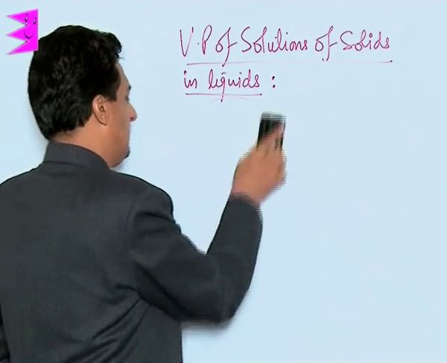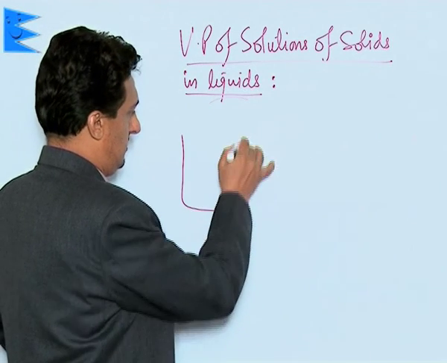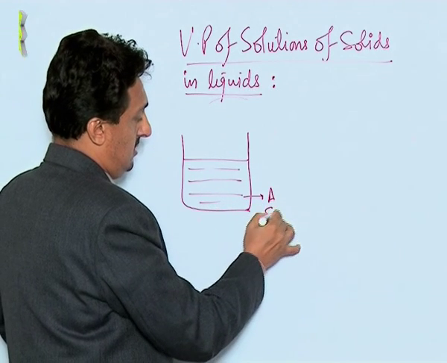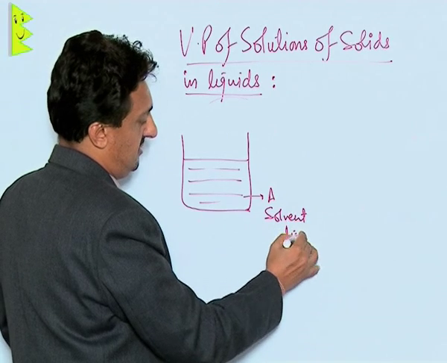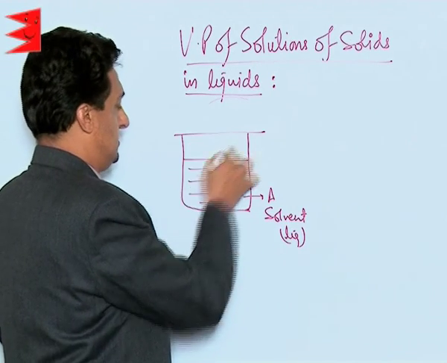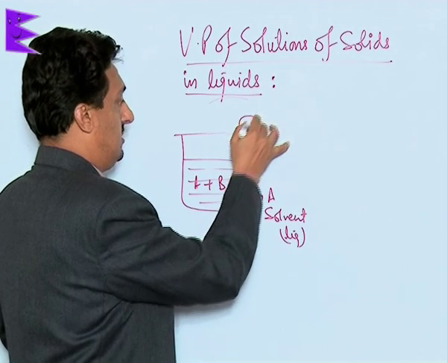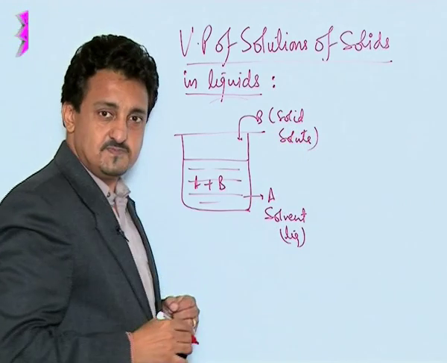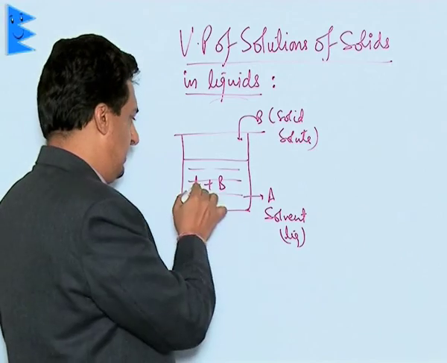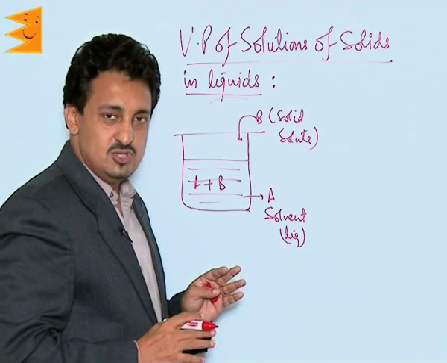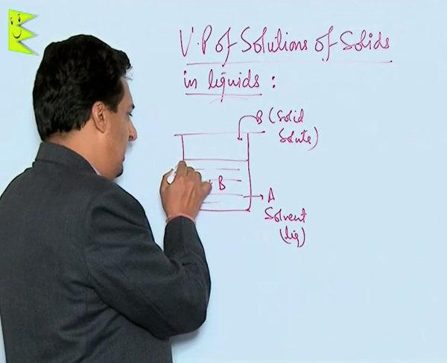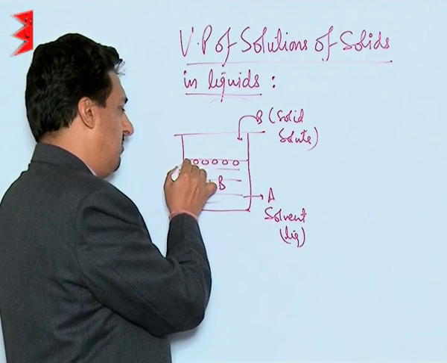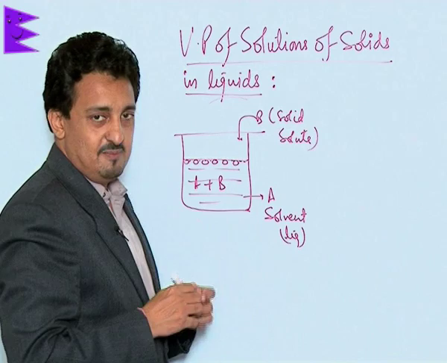Now in such cases, suppose this is the liquid solvent A we have, and to this the B solid solute has been added. Both of these are homogeneous in nature, they form a homogeneous solution, and what we find is that now the B and the A molecules are both present at the surface.